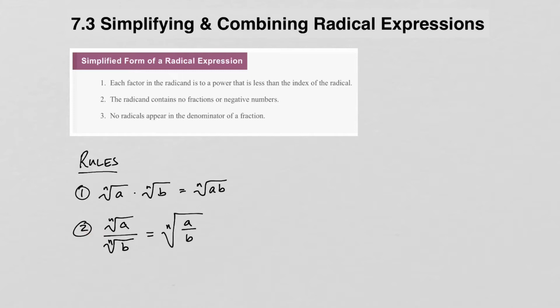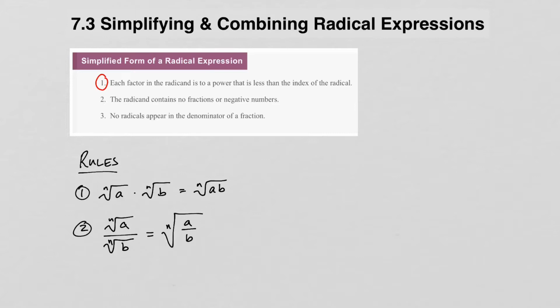The second rule is very similar. It says that the nth root of a divided by the nth root of b is the nth root of a divided by b. So this rule is the same as this rule, except that one is for multiplication and one is for division. Now, let's look at number 1 here, and let's see if we can figure out what that means.